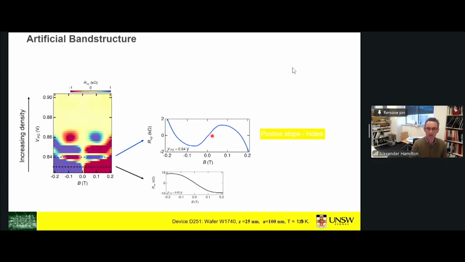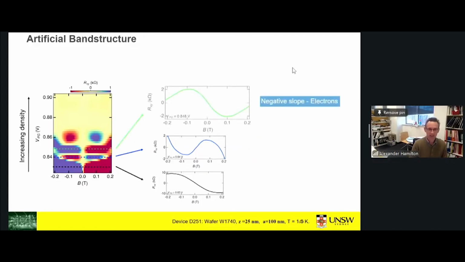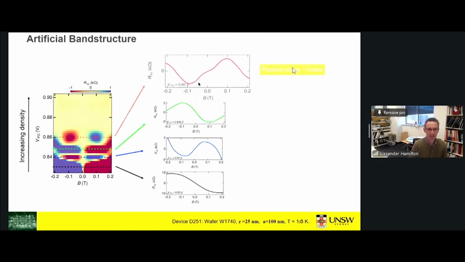So those are holes. If I increase the carrier density again, the Hall voltage around zero magnetic field changes sign once more. So those are electrons. And if I increase the carrier density a little bit further, the Hall voltage changes sign again, and I go back to holes.